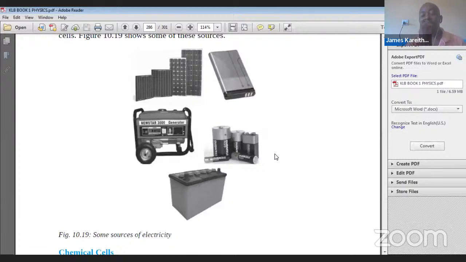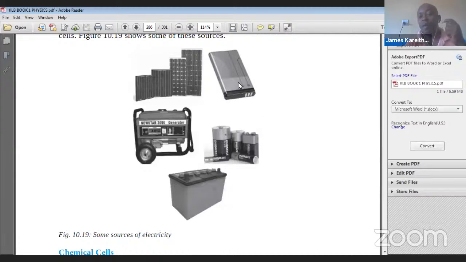But the one that is dry, once it has been used up, for instance, the one used in an ordinary torch, once it is exhausted, once the chemical inside it has been used up, it cannot be renewed again. So the only thing that you can do is to throw it away or dispose of it properly.